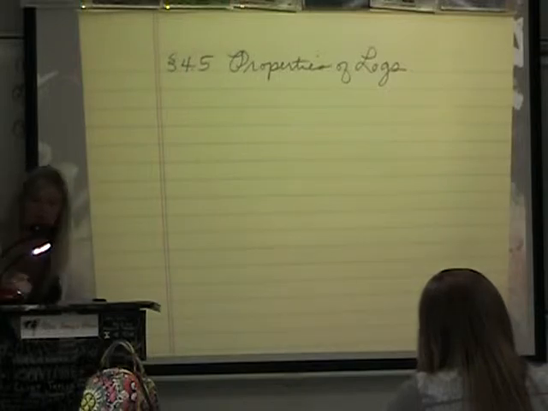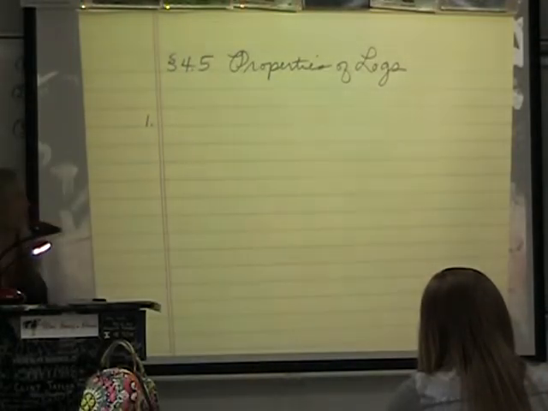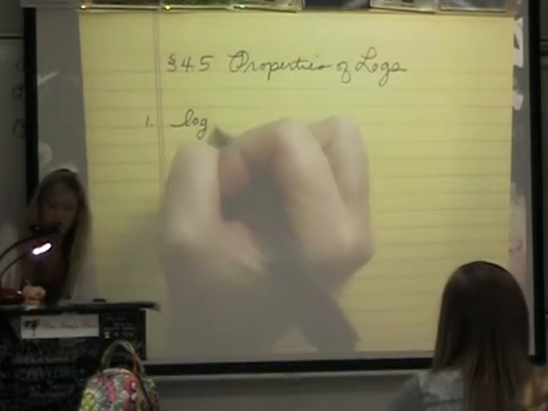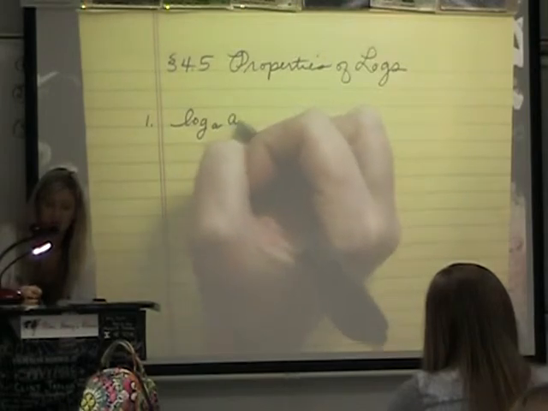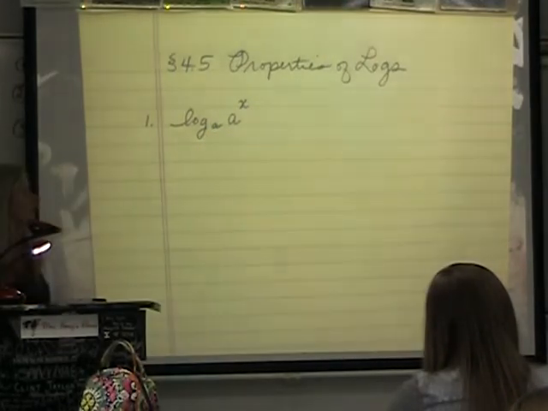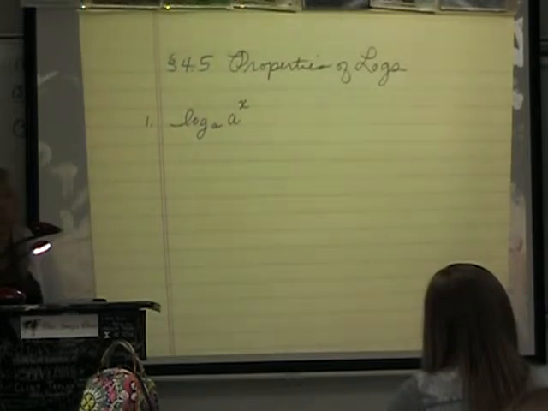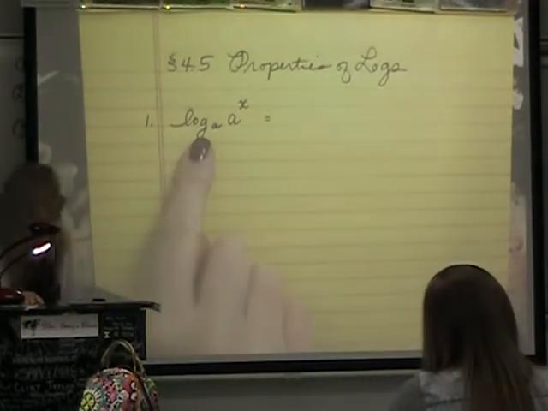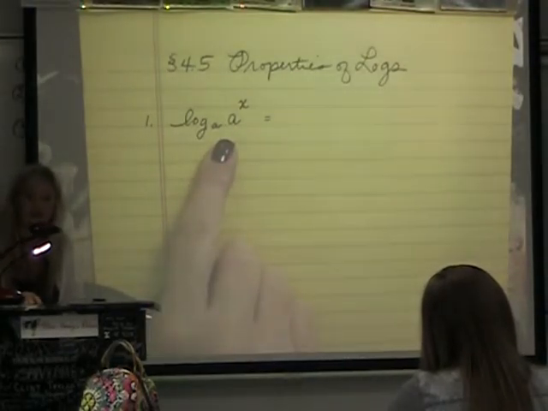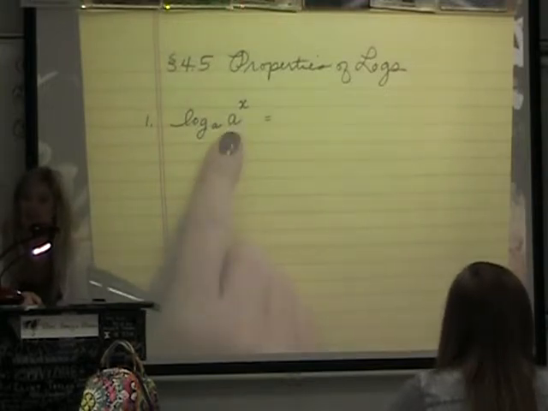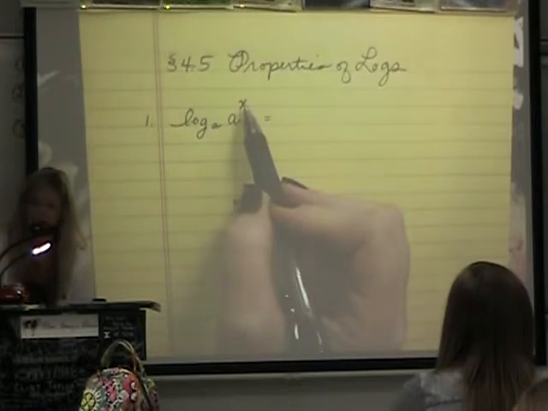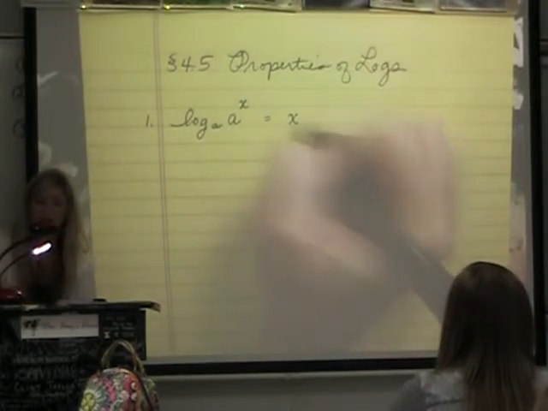So the first thing that I need for you to have in your notes as far as properties of logs are concerned is that if you have something like log base a of a to the x power, this property says that if you have a logarithm with base a, and you're taking that logarithm of an exponential base a, since logarithms and exponentials are inverses of each other, they cancel each other out, leaving you with the exponent. So in this case, the answer would just be x.